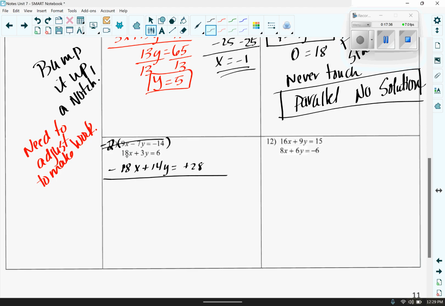And then combine like terms with that bottom one. So 18x, take away 18x, they're gone. 3y plus 14y gives me 17y equals 28 and 6. Well, 28, 29, 30, 31, 32, 33, 34. Divide both sides by 17. So y is equal to 2.